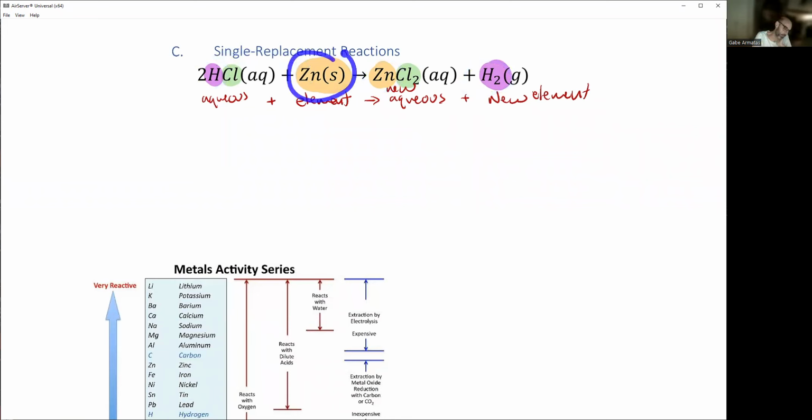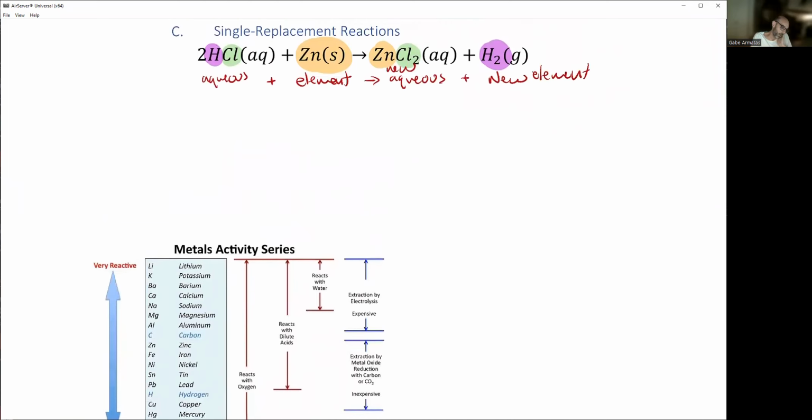Zinc was the element on the left, and now it's aqueous on the right. Hydrogen was aqueous on the left, now it's an element on the right. So a positively charged substance replaces a positively charged substance. So we always switch partners.